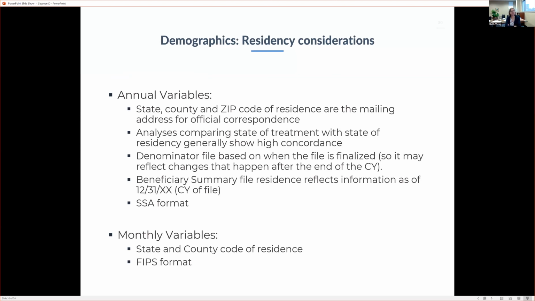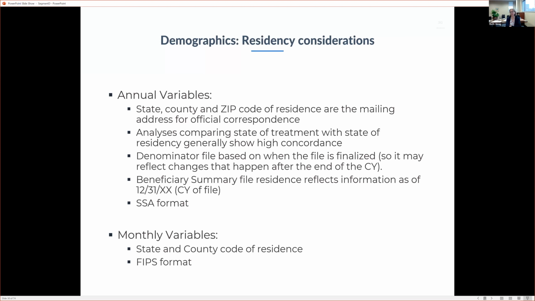Now, that said, residency is a completely different beast. With residency, there are both annual and monthly variables. And they have their craziness in a few ways, so this is actually important to look at. On an annual basis, the file contains the state, county, and zip code of residence, that is the mailing address for official correspondence. We've done, and others have done, analyses comparing state of treatment with state of residency, which isn't perfect because sometimes people cross state lines just out of convenience. And it shows very, very high concordance.